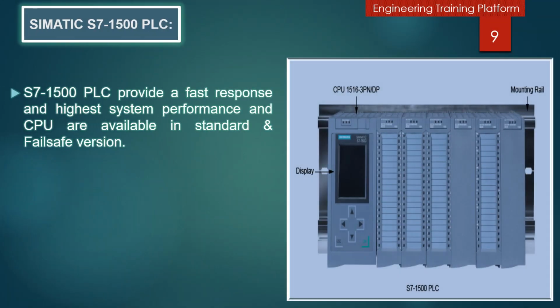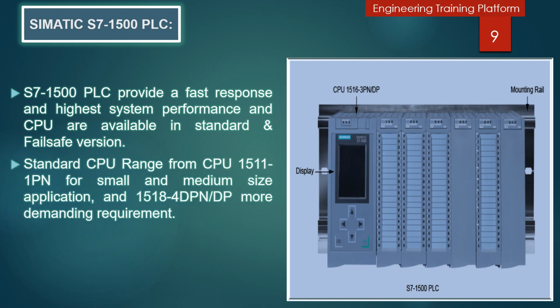Now we will discuss SIMATIC S7-1500 PLC. SIMATIC S7-1500 PLC provides extremely fast response time for optimal control quality and the highest system performance. SIMATIC S7-1500 CPUs are available in standard and fail-safe F versions. S7-1500 standard CPUs range from CPU 1511-1PN for small and medium-sized applications, and 1518-4PN DP for more demanding requirements.